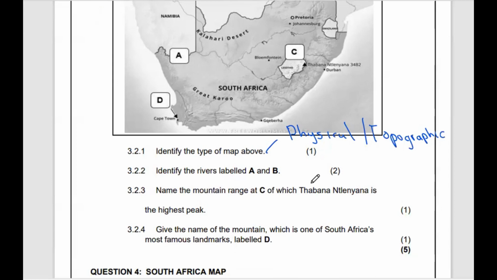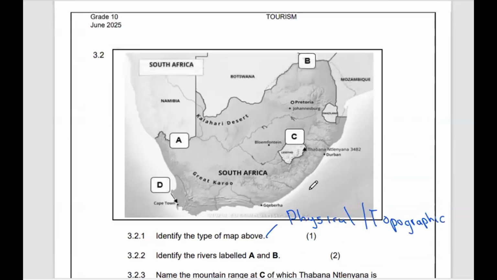Then identify the rivers labeled A and B. So we are looking at the first river, which is A.